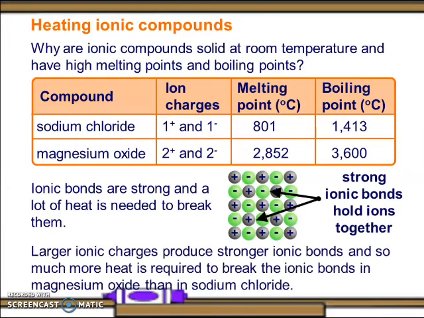Ionic bonds are strong and a lot of heat is needed to break them. Strong ionic bonds hold ions together. Larger ionic charges produce stronger ionic bonds, and so much more heat is required to break the ionic bonds in magnesium oxide than in sodium chloride.